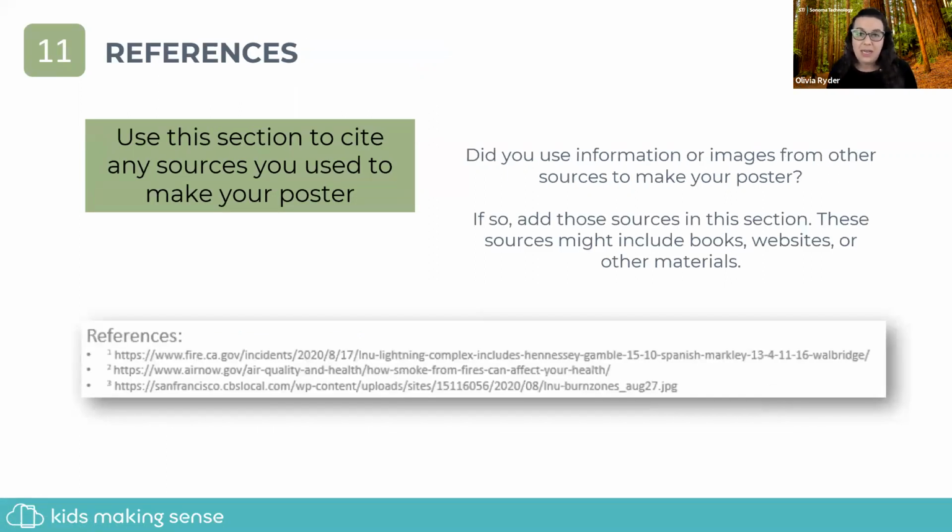And then finally, the last section, but also a very important section on the poster, is the references. So if students used a picture or a fact, some sort of statistic or a map or something in the introduction or anywhere throughout the poster that came from a website or a book, a report, anything like that, this is where they can cite those sources. So it's a small section at the bottom of the poster, but it's really important to make sure that they cite the sources where they're getting their information and their images from.